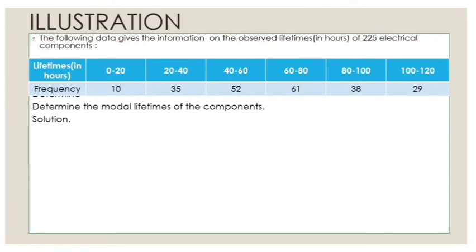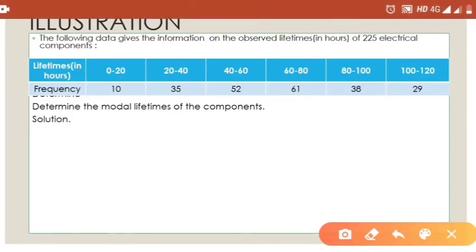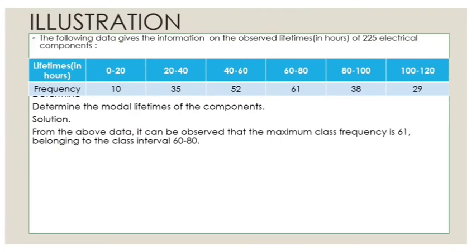Now let's solve this example. This illustration states that the following data gives the information on the observed lifetimes in hours of 225 electrical components, and we have to determine the modal lifetime of these components. So here the data is in a grouped frequency distribution, intervals and frequencies are given to us. First we will check the highest frequency. What is the highest frequency over here? This is 61. So what will be the modal class? 60 to 80.